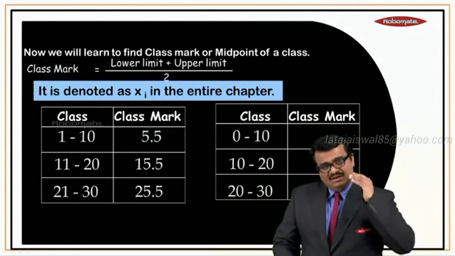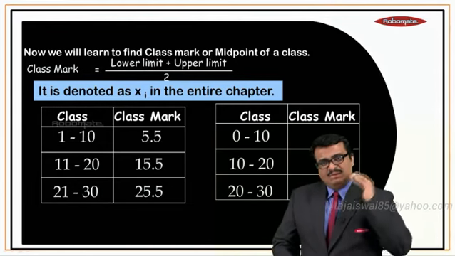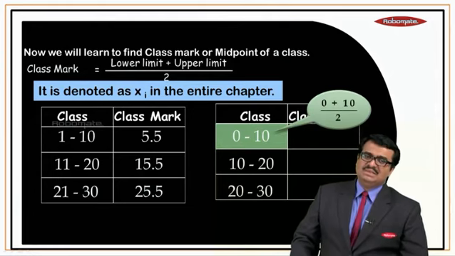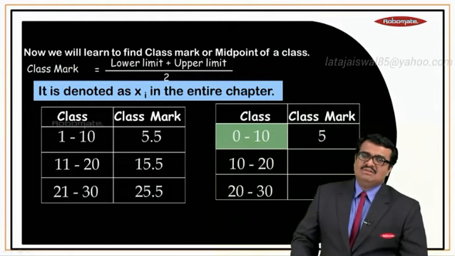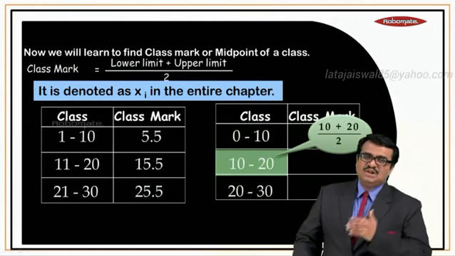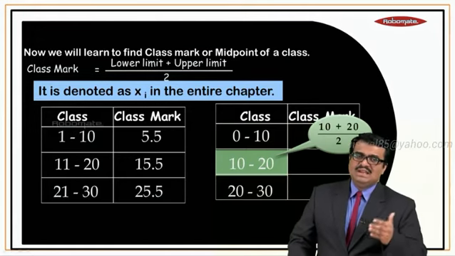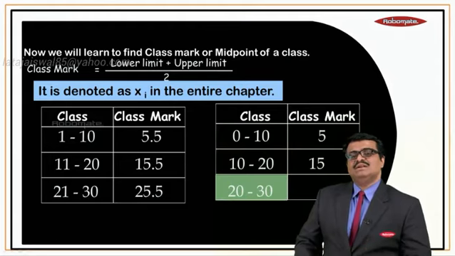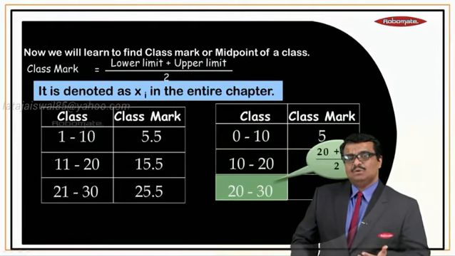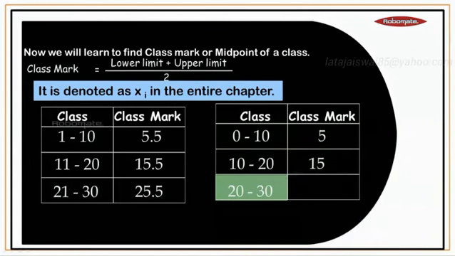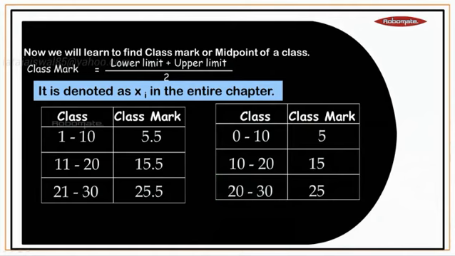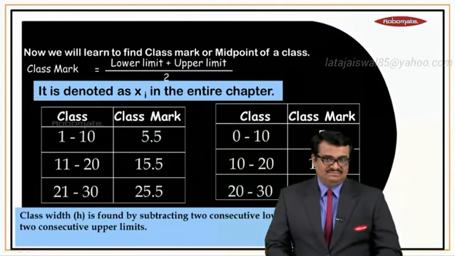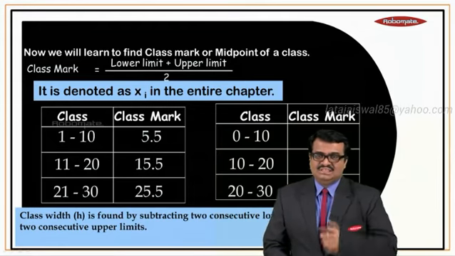Class mark value, you get it as lower limit plus upper limit upon 2. So for 0 to 10, 0 plus 10 is 10, upon 2, it will be 5. The next one, 10 to 20, it will be 10 plus 20 upon 2, 30 upon 2, it will be 15. The third one, 20 to 30, 20 plus 30 upon 2, that is 50 upon 2, that will be 25, right?